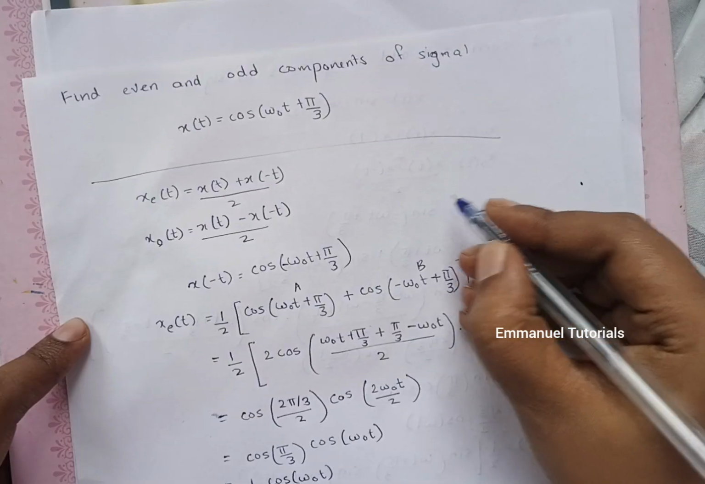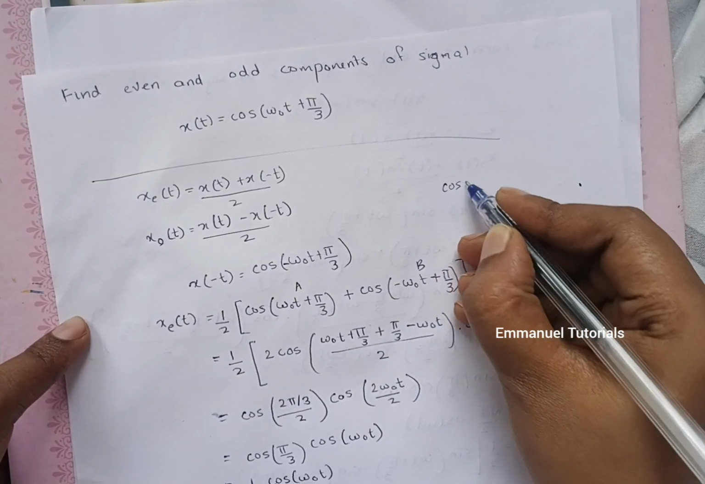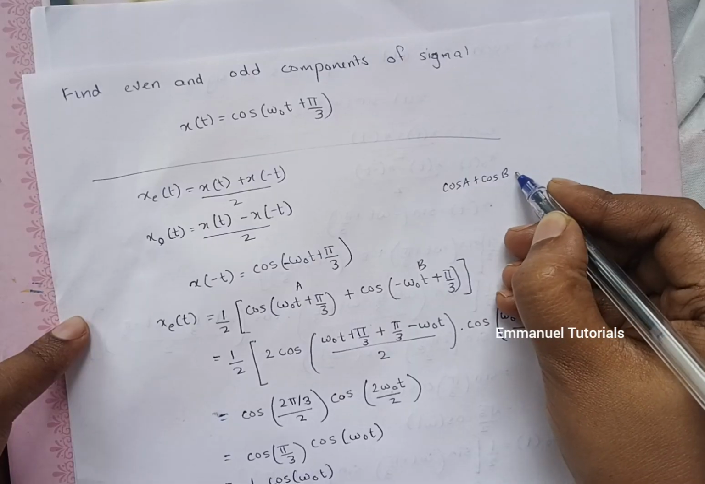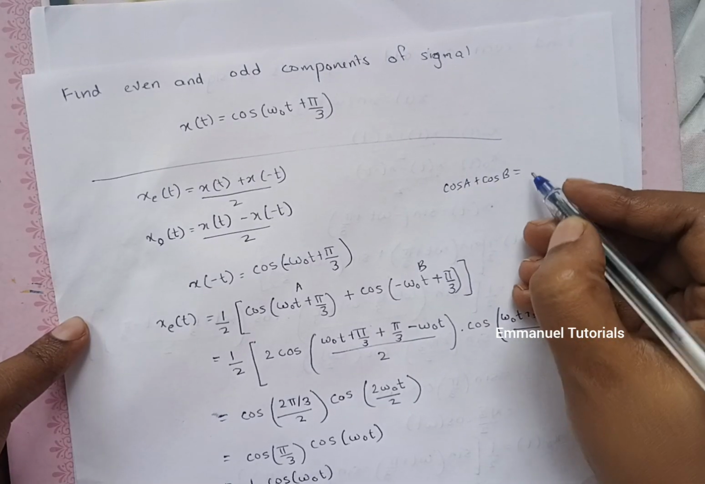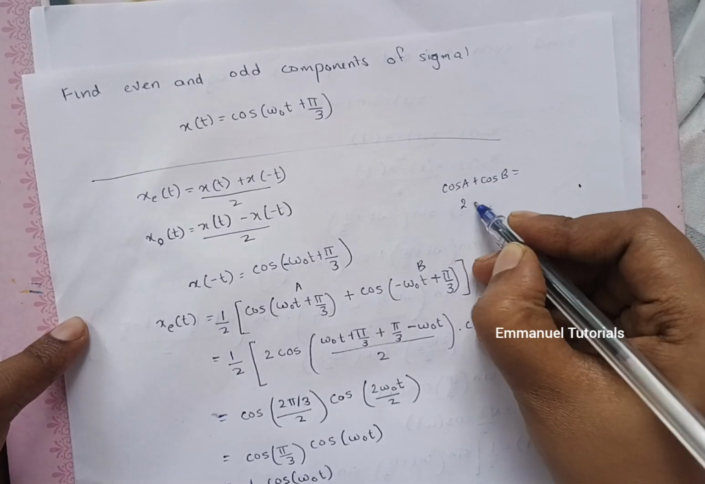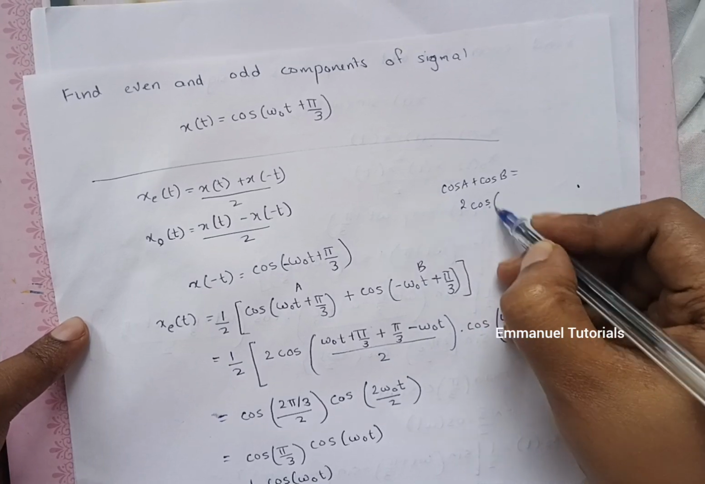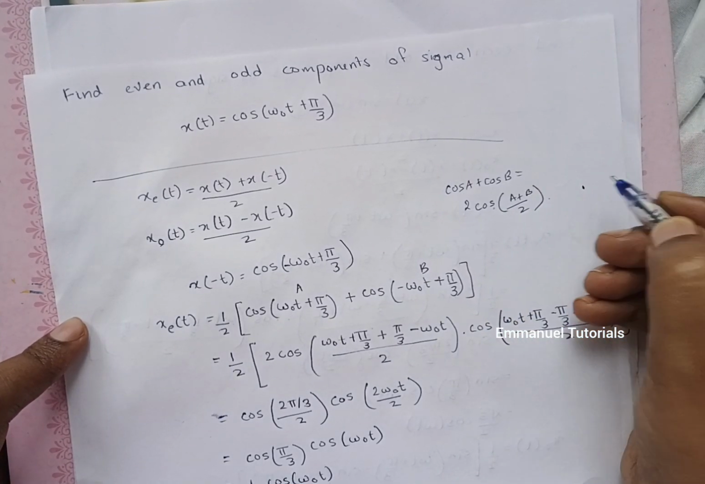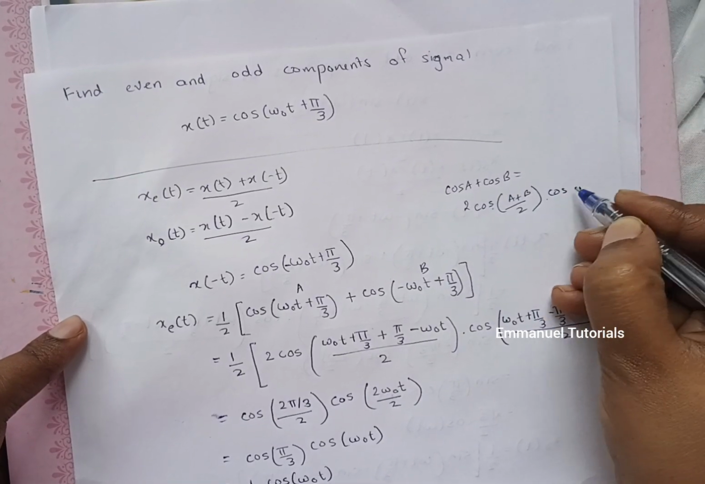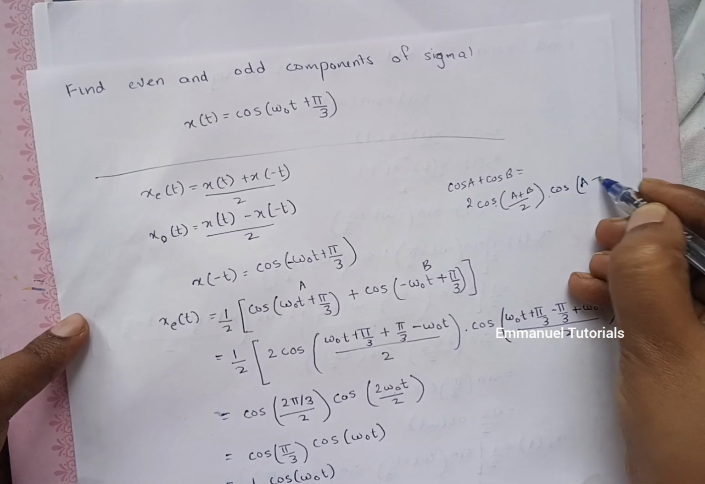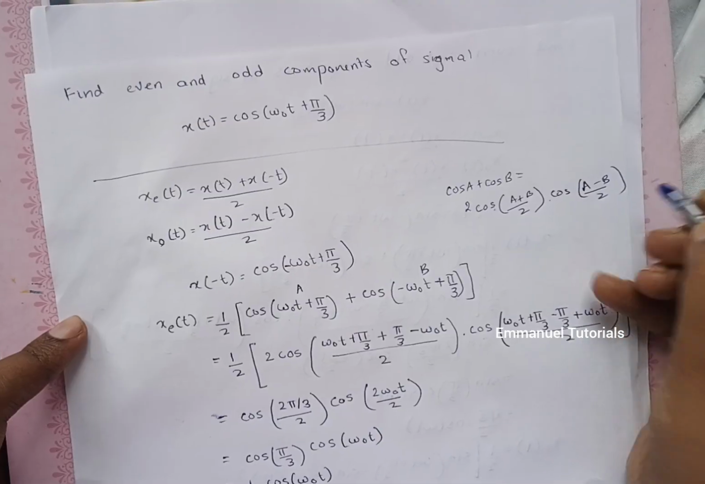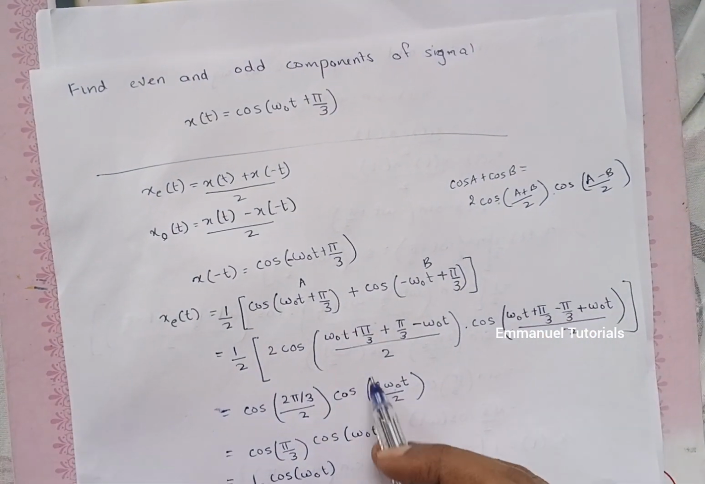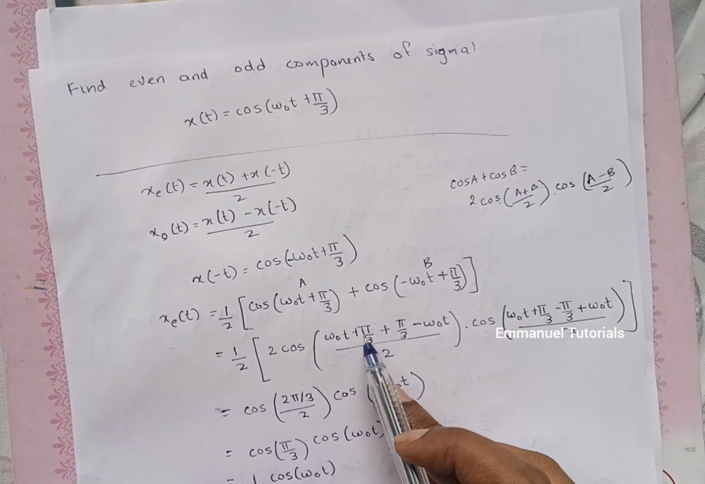And if you try to remember that, cos a plus cos b is equal to 2 cos a plus b by 2 multiplied by cos a minus b by 2. This is the formula for cos A plus cos B. So that is what we are going to substitute here.